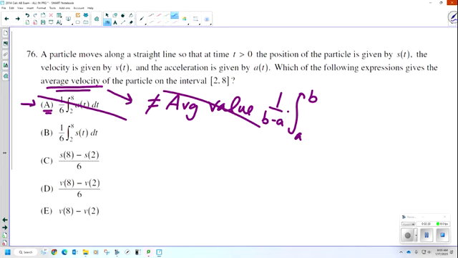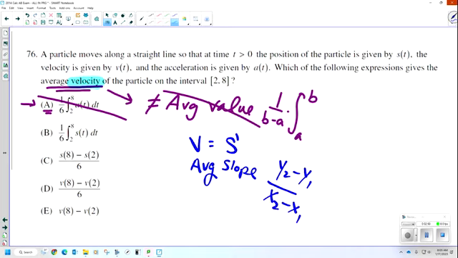Okay, let's get the highlighter. I want the average velocity. Isn't velocity the derivative of position, which is basically the slope? And if I want the average slope, I need 2 points. It's not the derivative. The derivative is the slope at 1 point. But the average slope is basically change in y over change in x. So don't make that mistake just because it says the word average here.